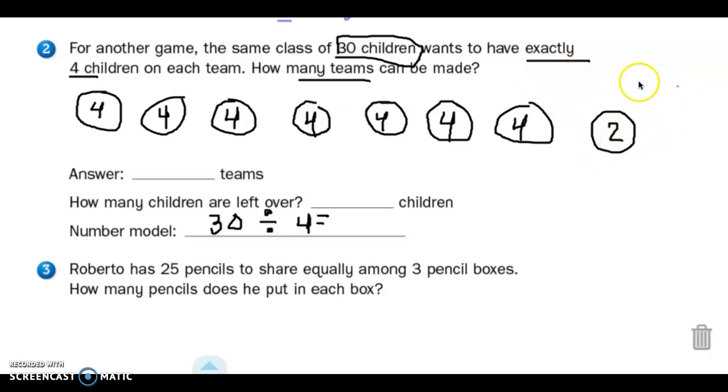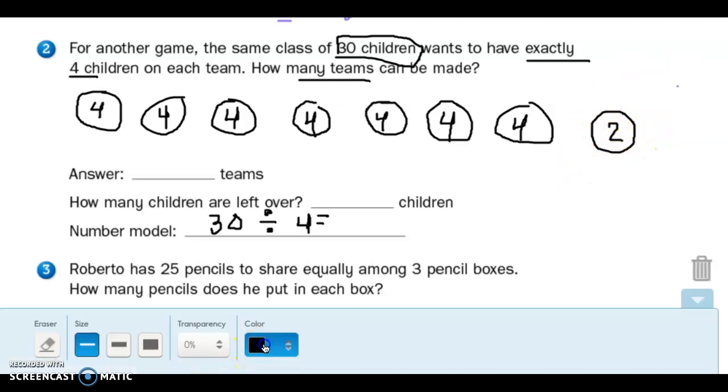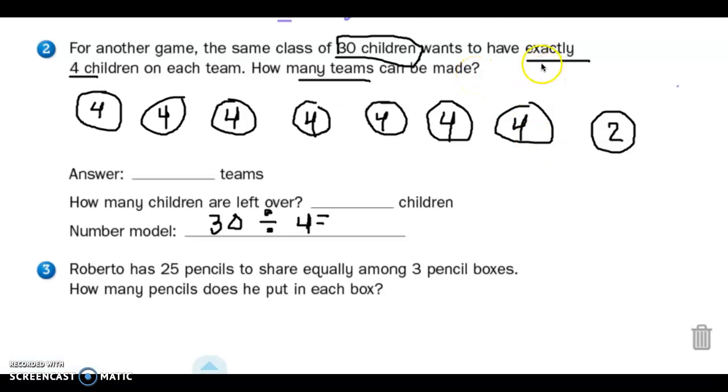Can I have a group of 2? If you're saying no, Miss Schmidt, you're right. Why? It says it needs exactly 4 children. So I can't make this group because it doesn't have 4. Well, you guys, how many groups could I make? Or how many teams? I had 1, 2, 3, 4, 5, 6, 7 teams.